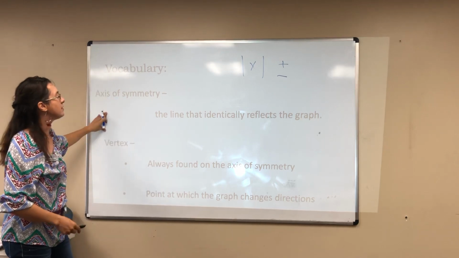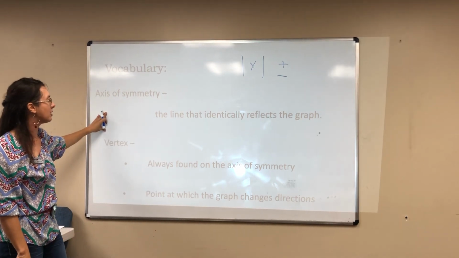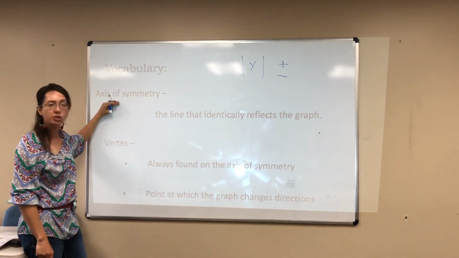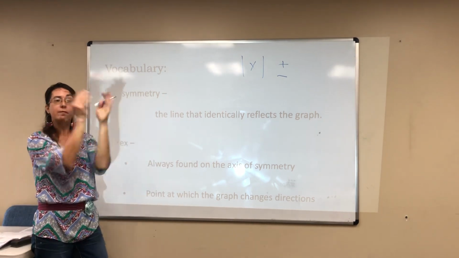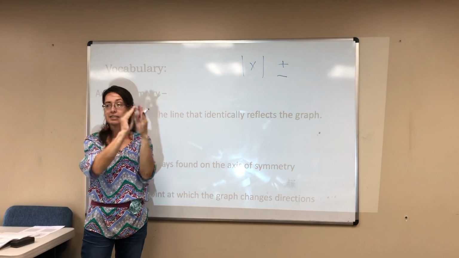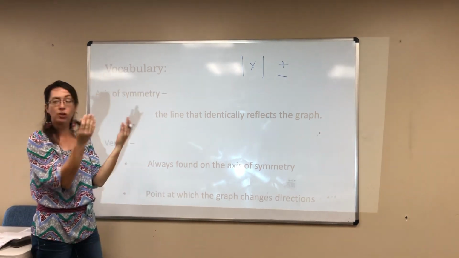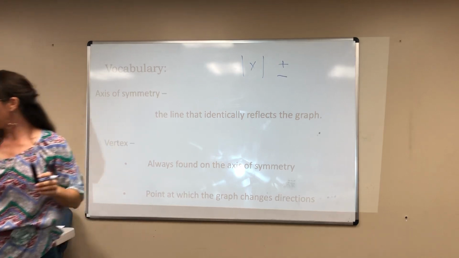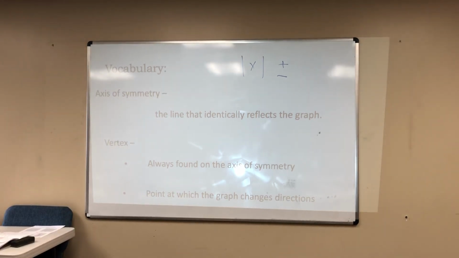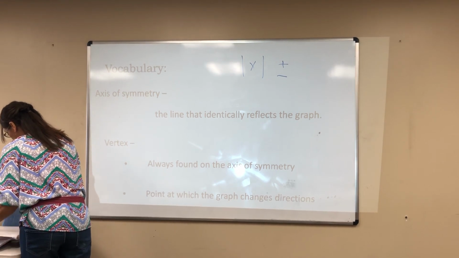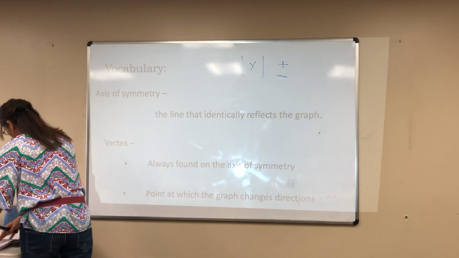So a couple of things of vocabulary that we have for absolute value is an axis of symmetry. Okay, we learned in geometry that symmetry means we can fold it in half and it looks exactly the same on both sides. So it's the line that identically reflects the graph on it. And you should have a couple of things that we may end up looking at in here, okay?